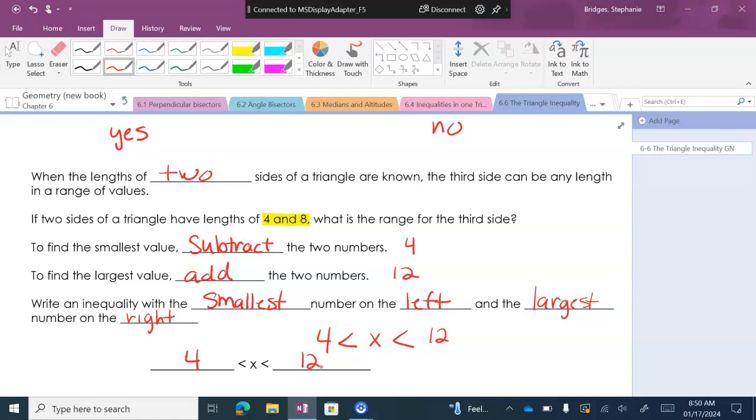Small less than x, less than big. And that's the way it always goes. Your smaller numbers are always on the left. So when I ask you for a range of values, you're going to subtract to find the smallest, you're going to add to find the largest, and then you're going to write your inequality like that. So far, so good?